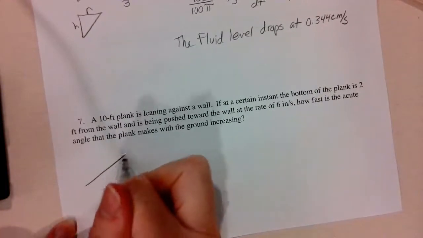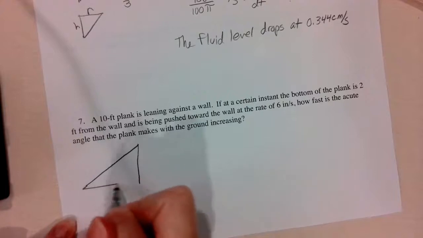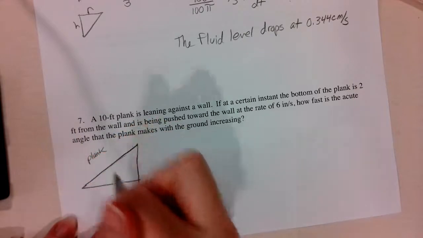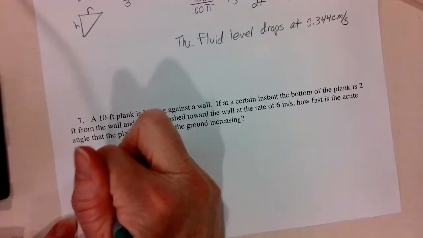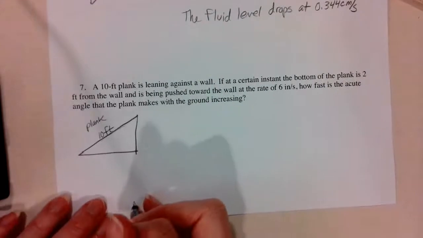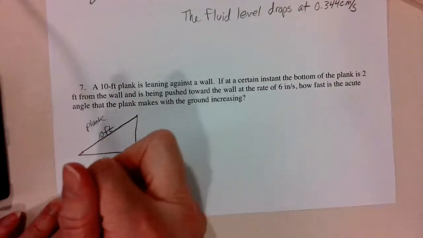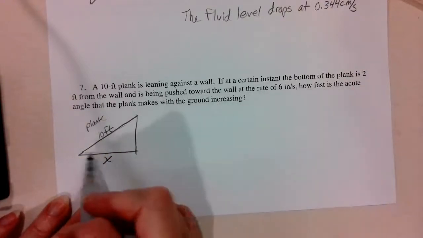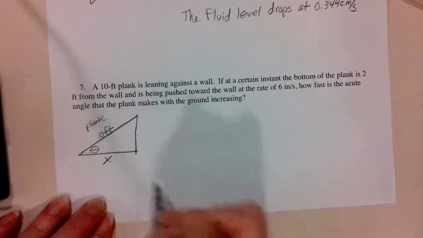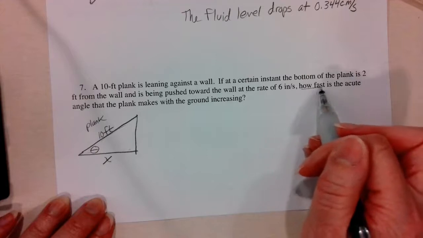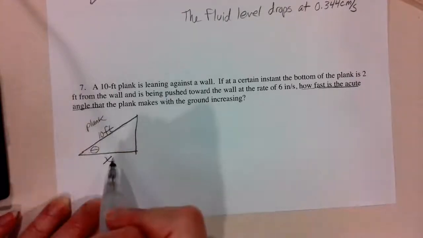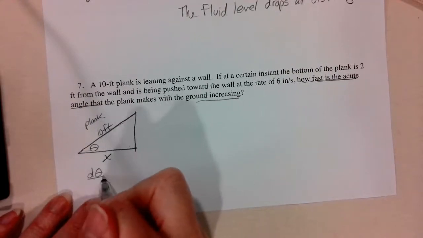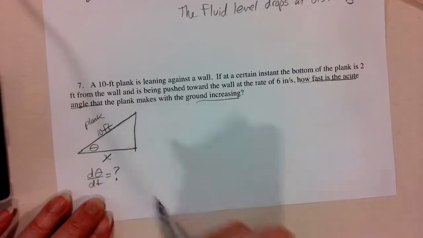Take a moment, pause the video to read the next problem, and then join back. You have this length here, which is the plank. A plank is a fixed length, so I'm going to mark it 10 feet. It's being pushed up, which means this length down here, they're talking about pushing it towards the wall. So we have a changing length here along with the changing angle, because it's asking how fast is the acute angle increasing. So that means we have a change in theta with respect to time that is unknown.